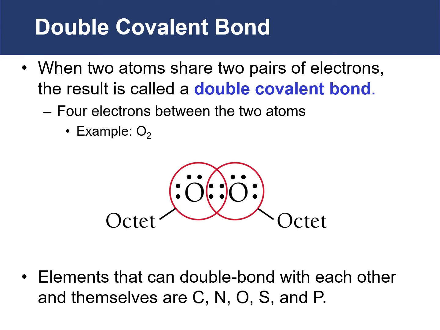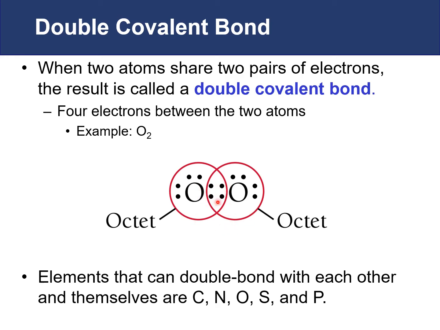Atoms are not limited to sharing a single electron with another atom. In some instances, each one of the bonding pair can share 2 electrons for a total of 4. When 2 atoms share 2 pairs of electrons, the result is called a double bond. 4 electrons are being shared between the 2 atoms. A common example of this is O2, oxygen. Each oxygen brings with it 6 electrons, and by sharing 2 electrons with the other atom, you can get a total of 8 around each one of the 2 oxygens.